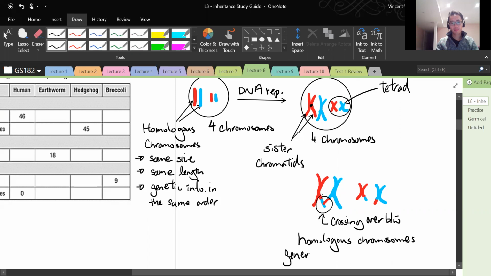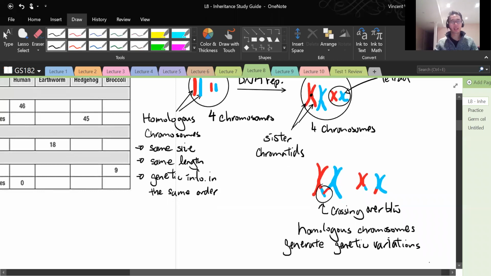Generate genetic variation. That's why our offspring don't look identical to us. And so this happens in prophase 1.